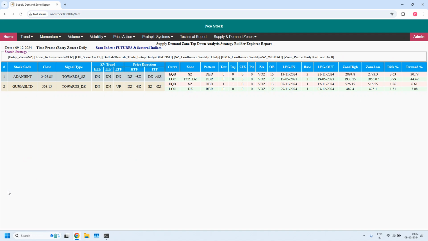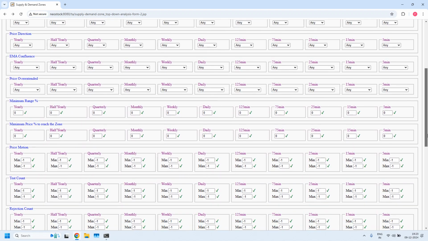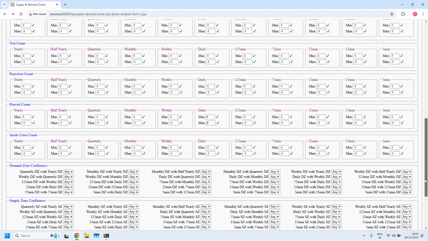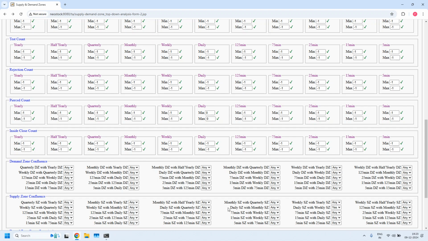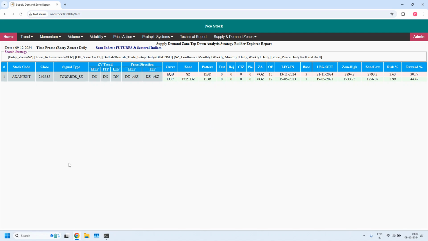Next, let us look for LTF, ITF, HTF supply zone confluence. I am removing the EMA filter. Earlier we got 4 stocks for LTF and ITF confluence. Now let us add even HTF supply zone confluence. So the first filter is already enabled. Second filter, daily with monthly supply zone confluence. Weekly with monthly supply zone confluence. With all the 3 filters, LTF, ITF, HTF, we got only 1 stock.